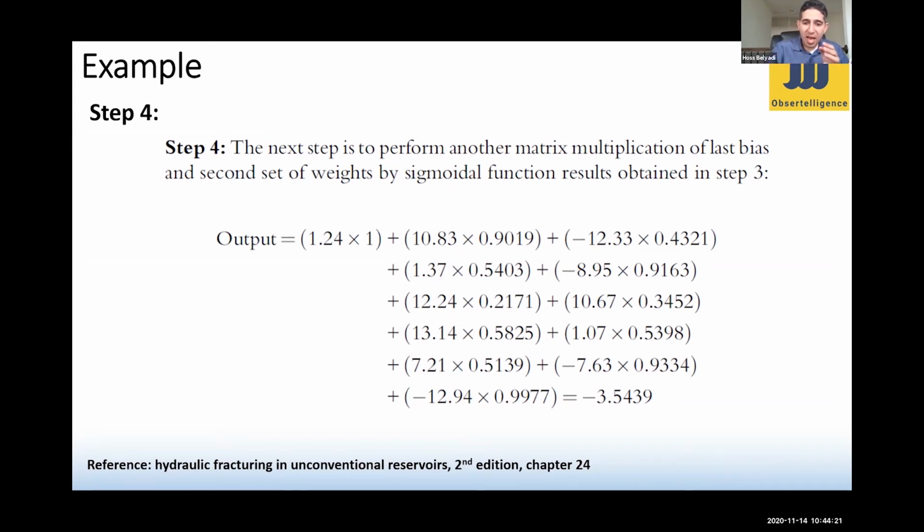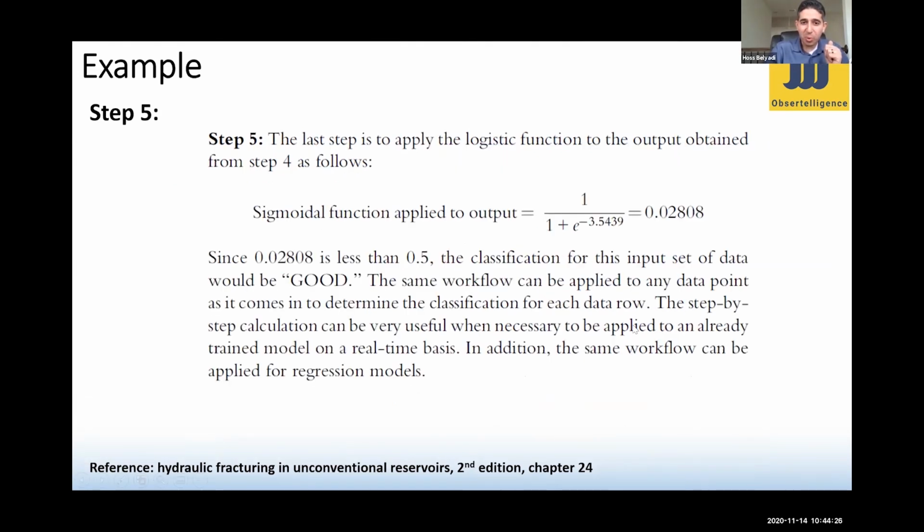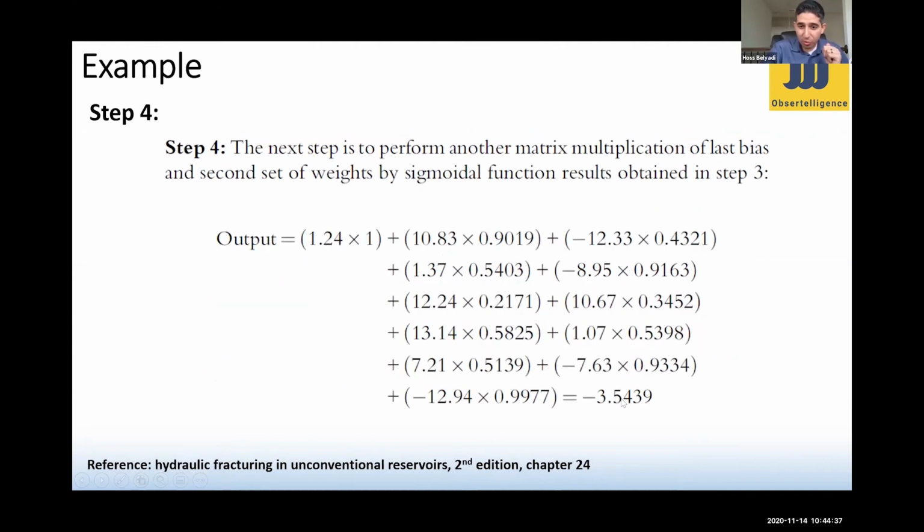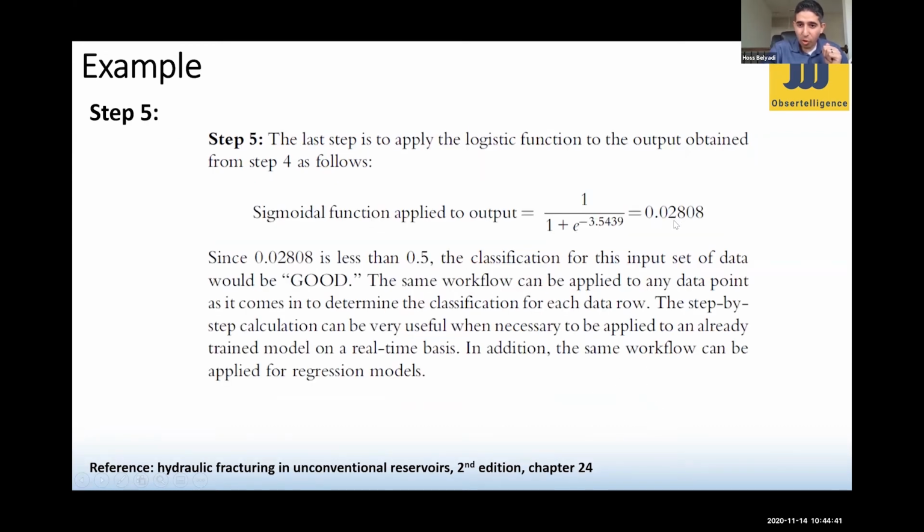So that is step 4, which is the matrix multiplication of the last bias and the second set of weights. And then, as you might have guessed, the next step is to apply a logistic function to that. So when you apply a logistic function, which is 1 over 1 plus exponential of negative 3.5439, which came from this guy right here, then you get 0.02808. Since 0.02808 is less than 0.5, the classification for this input set of data would be good.